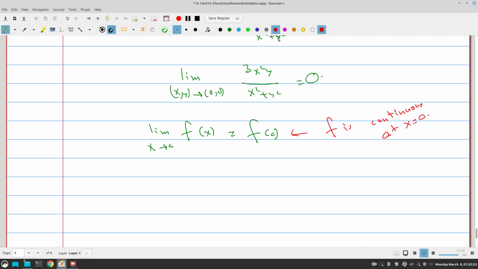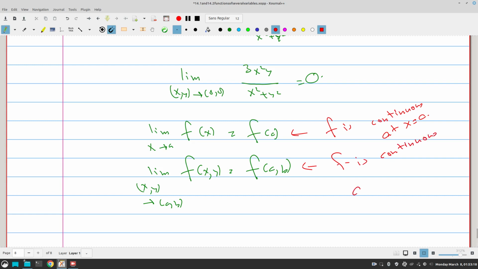Now, if you have the limit as x, y goes to a, b of f of x y equals f of a b, then this tells you that f is continuous at x, y equals a, b. Right. So we've looked at examples of continuous multivariable functions in this lecture.